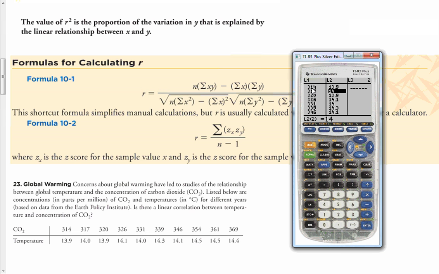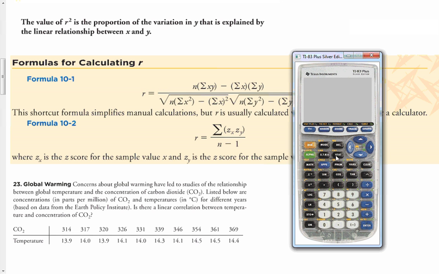So we put our matched pairs into list 1 and list 2. So 3, 14, 13.9, we put them in the correct order. So in list 1 we have the first CO2 level as the first data value, and in list 2 we have the first temperature as the first value. So they are in order, and what we're going to do is we're going to go second quit to get back to the home screen.